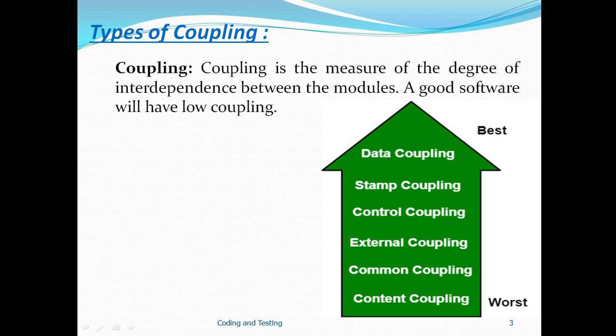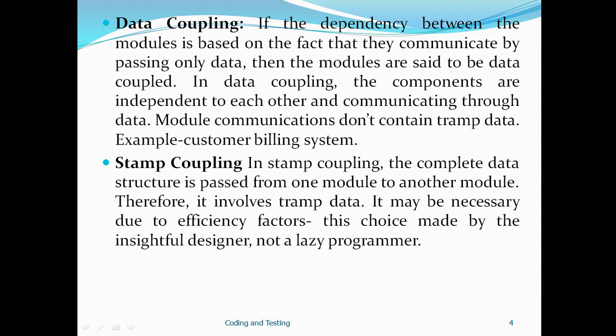This coupling can be classified into six subcategories: data coupling, stamp coupling, control coupling, external coupling, common coupling, and the last one, content coupling. The diagram clearly shows the six types of coupling. We will discuss them one by one in these sessions.